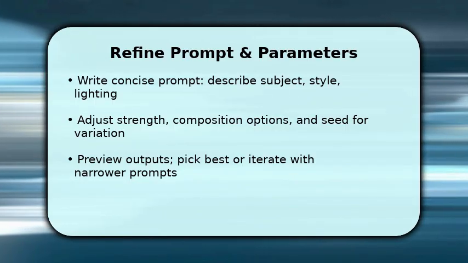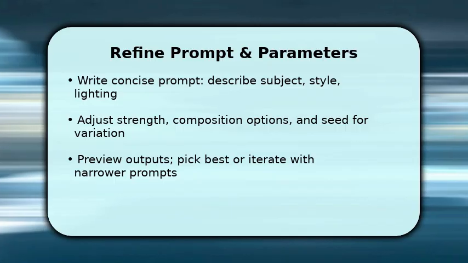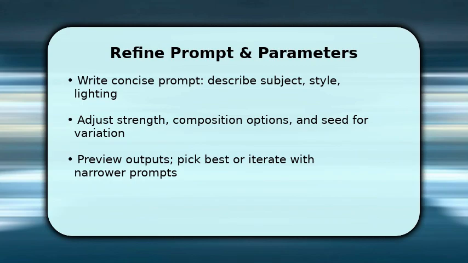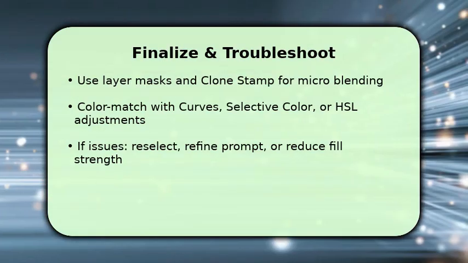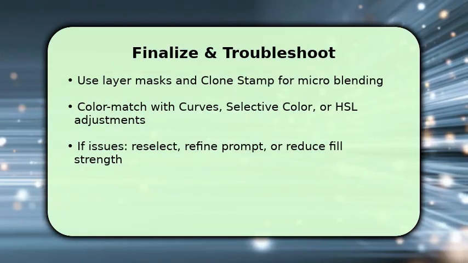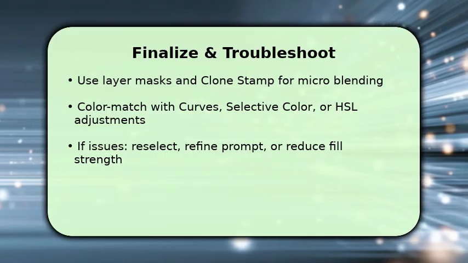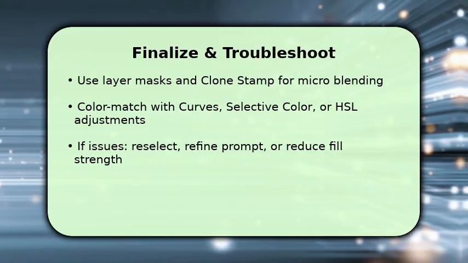Narrow the prompt if details are off. Add references like soft rim light or cinematic color to guide tone. Finish by non-destructively masking and blending the generated area into the scene. Use layer masks and the clone stamp for micro-corrections, then match color and contrast with curves or HSL.